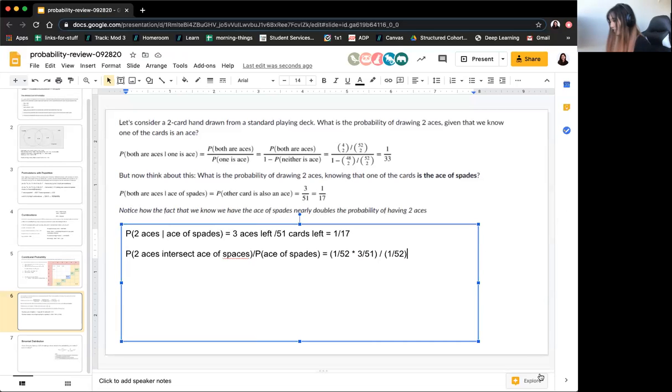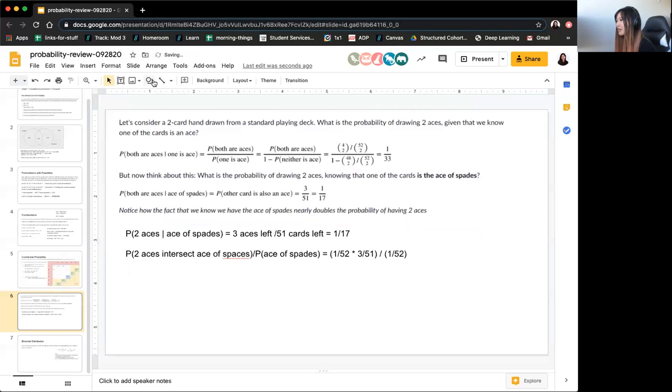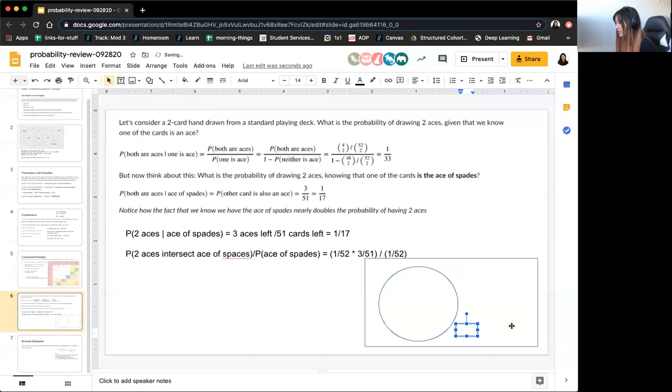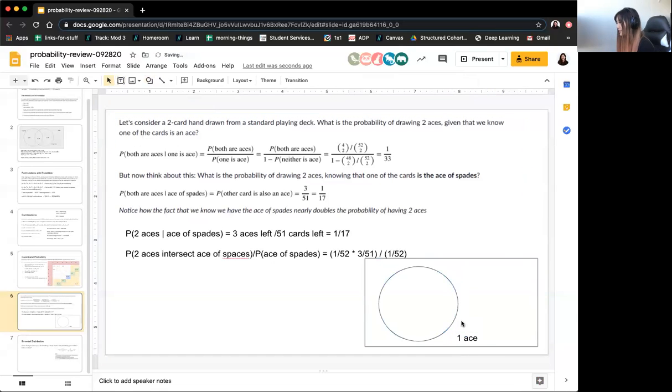Yeah. So here, I think the second question might be one where the Venn diagram helps a little bit. I wish I didn't delete that, but let me bring that back. So here I have a Venn diagram. It doesn't have to be big, so let me make this smaller. So here's going to be the situation where you have one ace, because this is your given. So this is going to be one ace.